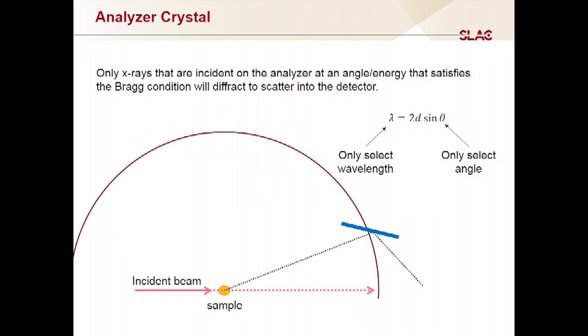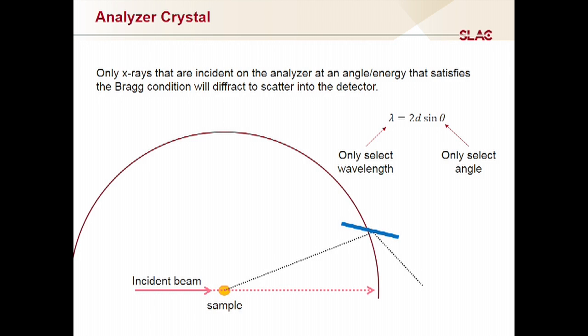I'm going to shorten this section a little bit and just walk through the main benefits of the analyzer crystal. So this would be the crystal analyzer. It would scatter off here into a detector. And basically, the only thing that will scatter into the detector has to satisfy the Bragg condition, which means that it has to be the correct lambda, the correct energy, at the correct angle, and I set the angle just by how I align my crystal.